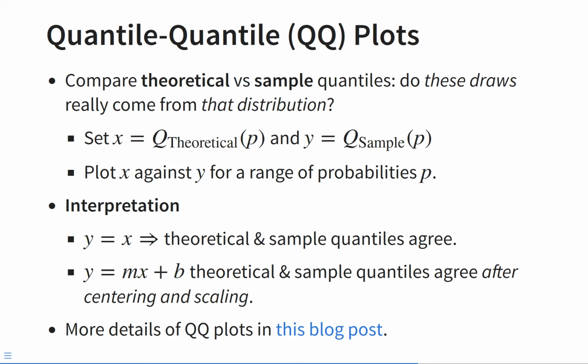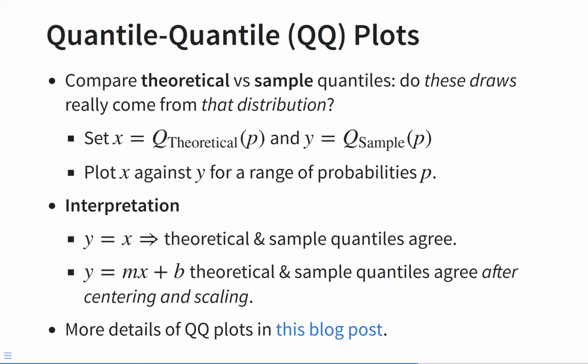If we vary p between 0 and 1, we consider all the different probabilities that we could plug in there, we're going to get a whole range of points, a whole range of x and y coordinates, and that will give us a plot. I'll show you one on the next slide. But before I do, I want to tell you briefly how to interpret these plots.